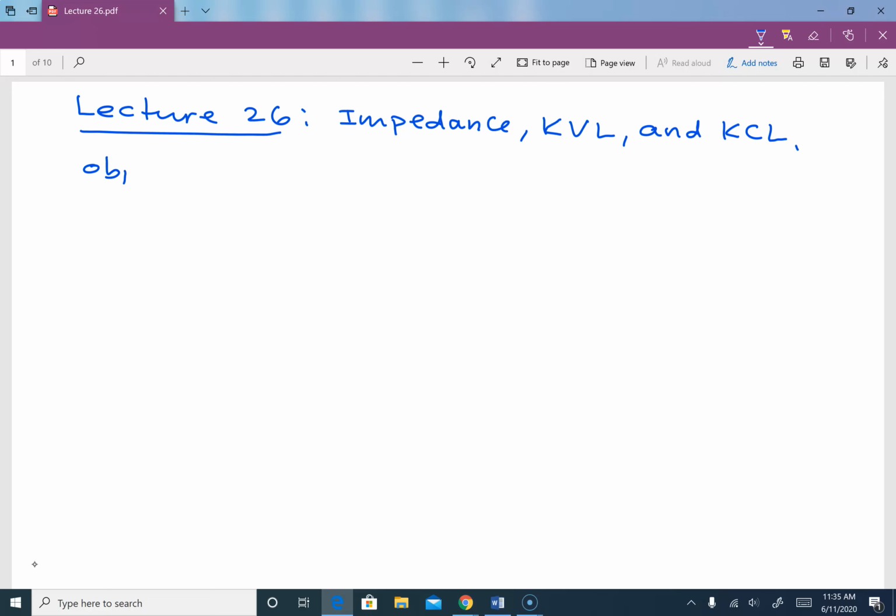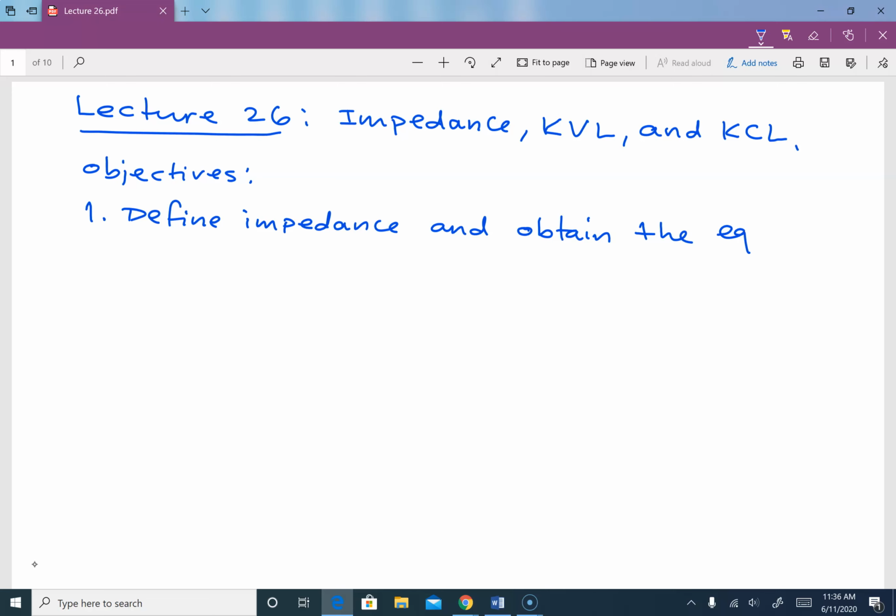So the objectives of this lecture, the first one, is to define impedance and obtain the equivalent impedance of a given circuit.